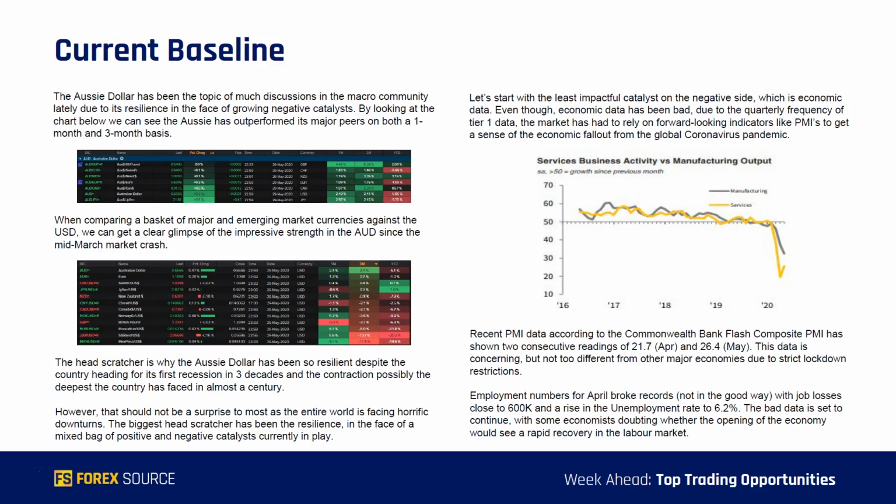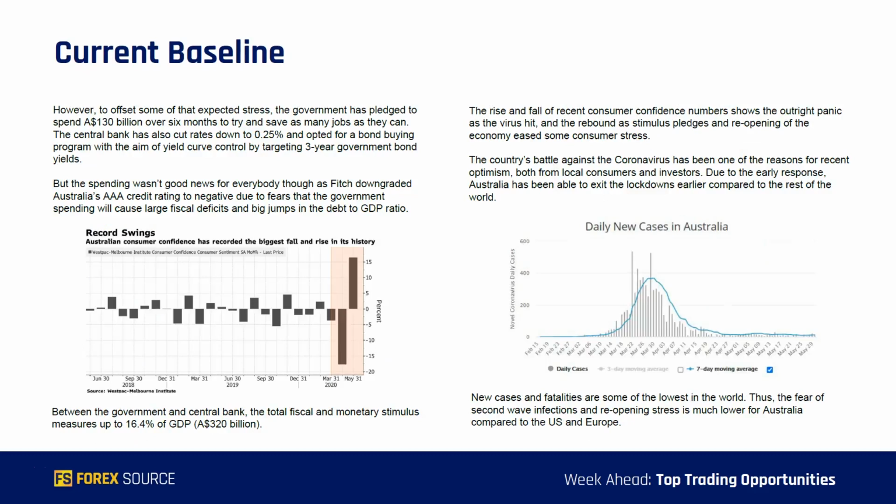Now, to try and offset some of these negatives, we have seen the government pledging to spend 130 billion over a 6-month period to try and basically save as many jobs as they can. And we also had the central bank cutting rates down to 0.25% and starting a bond buying program with the aim of yield curve control, keeping the 3-year yield at 0.25%.